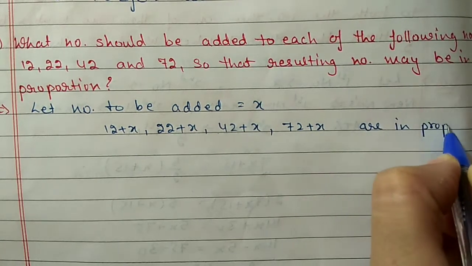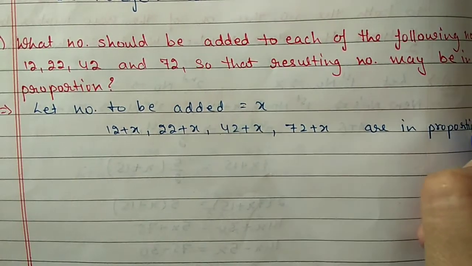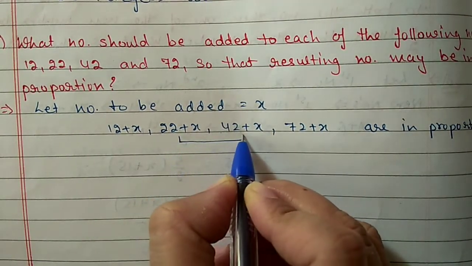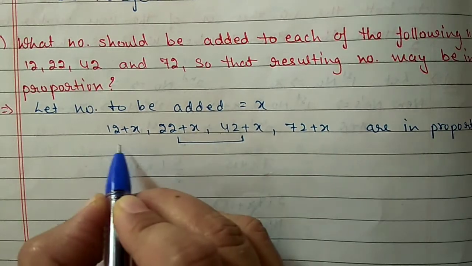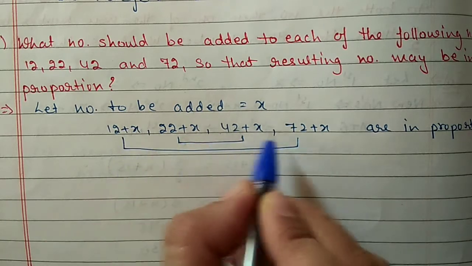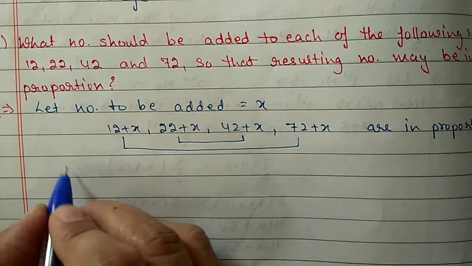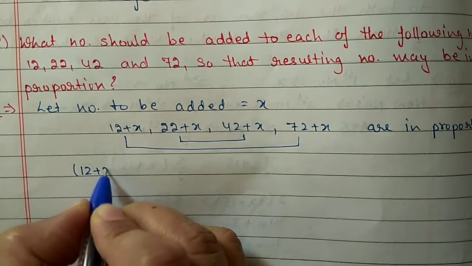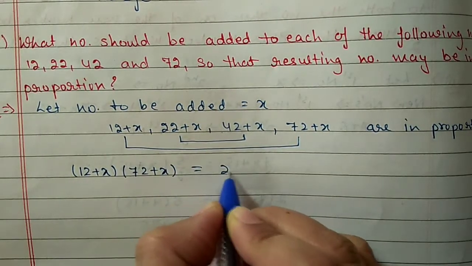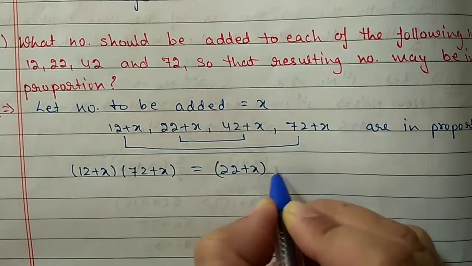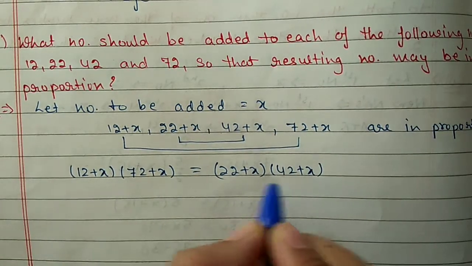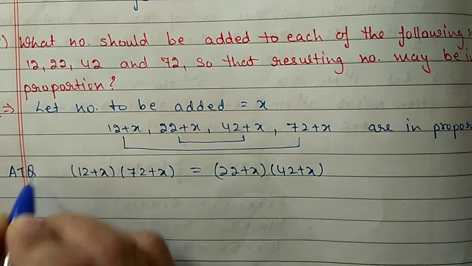So proportion rule is that the product of extremes is equal to the product of means. So these two numbers are the means, which are in the middle, and these two are the extremes. So multiplication of these two numbers will be equal to the multiplication of these two numbers. So we can write 12 plus x into 72 plus x is equal to 22 plus x into 42 plus x. Product of extremes equals product of means. This is according to the question.